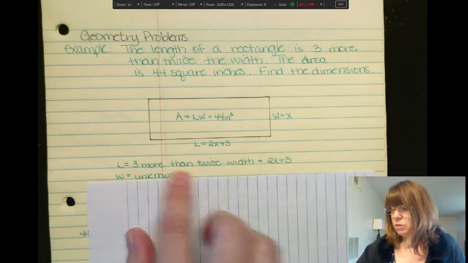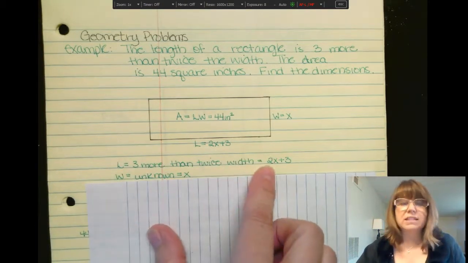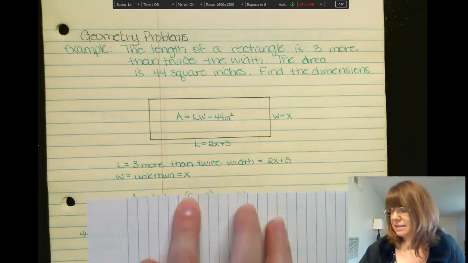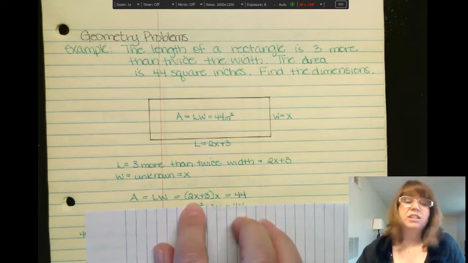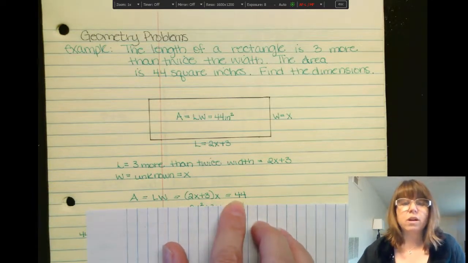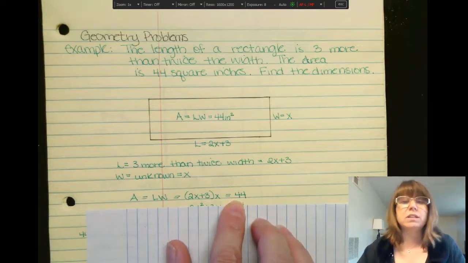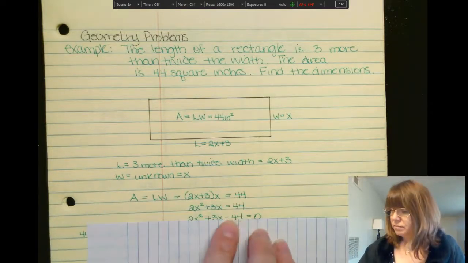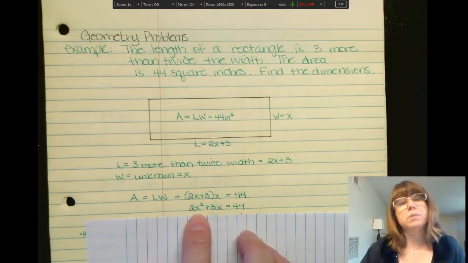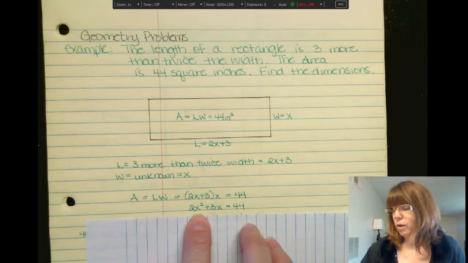So length is 3 more than twice the width. That's the 2x plus 3. Our W, our width is unknown, so that's an x. So I get 2x plus 3 all multiplied by x equals the 44. I'm not going to worry about the units quite yet. Distribute the x to get 2x squared plus 3x equals 44.